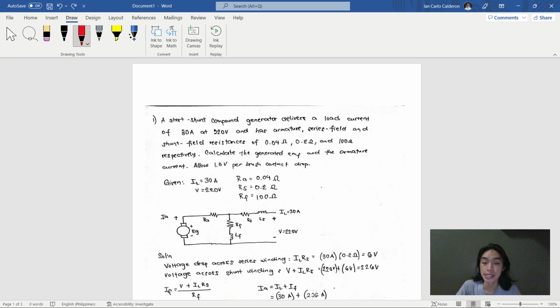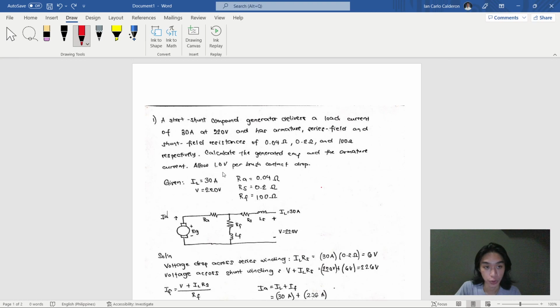For the first problem, a short shunt compound generator delivers a load current of 30 amperes at 220 volts and has armature, series field, and shunt field resistances of 0.04 ohms, 0.2 ohms, and 100 ohms, respectively. Calculate the generated EMF and the armature current. Allow 1 volt per brush contact.